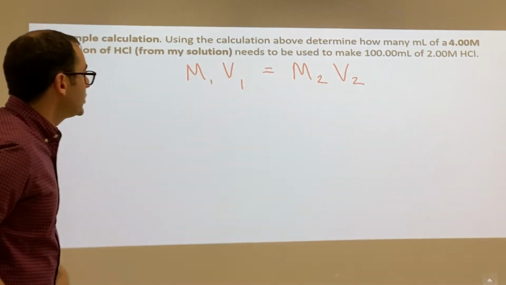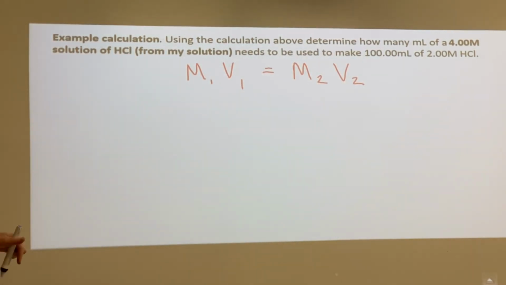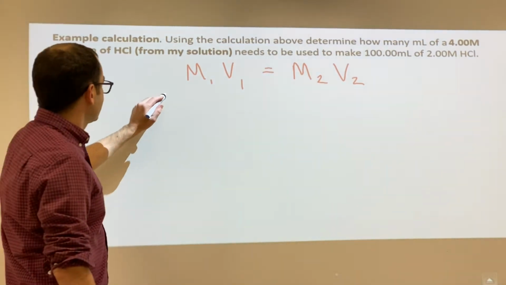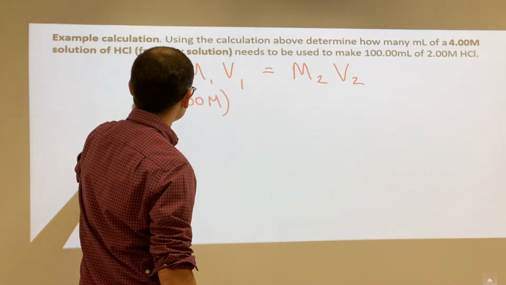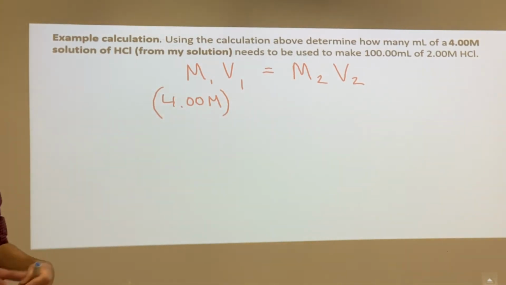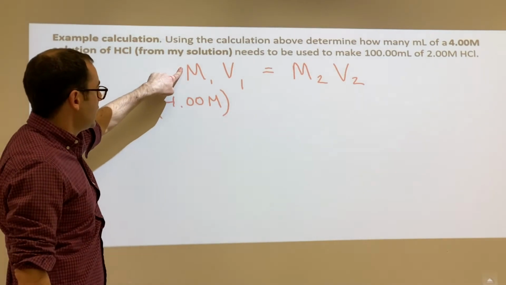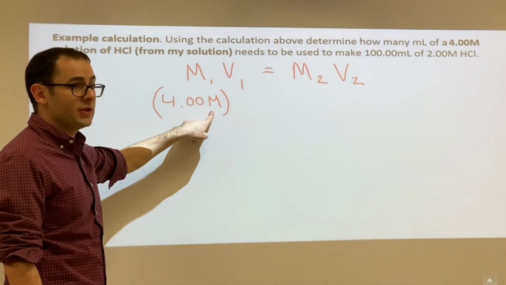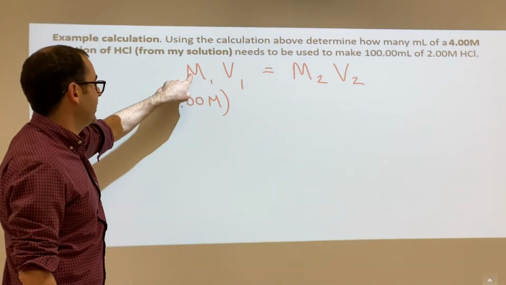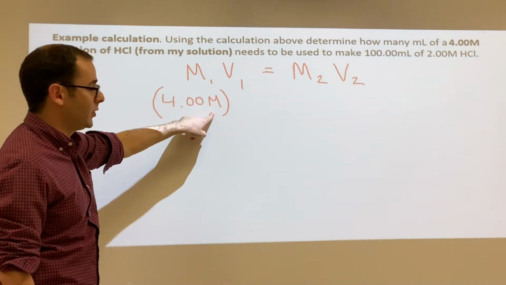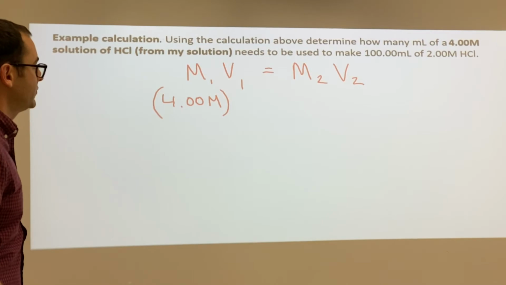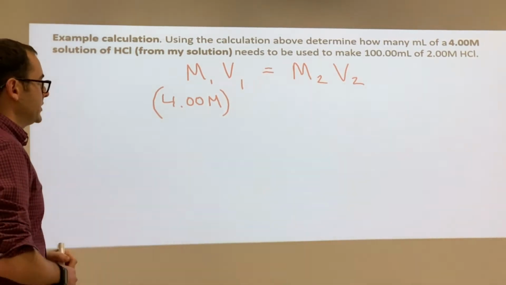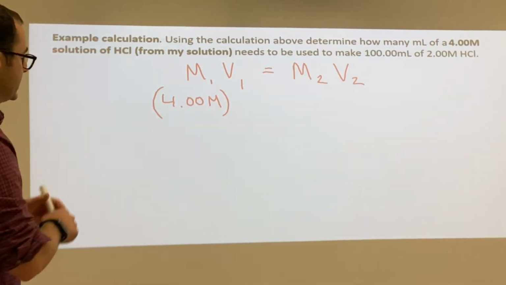What's our M1? Good, 4.00 molar. Now, this is the most confusing part of this. This is our variable. This is the unit, right? So this is kind of like X, and then this stands for molarity, okay? So just keep that straight, that even though we're using M a bunch of times in here, it means something slightly different.